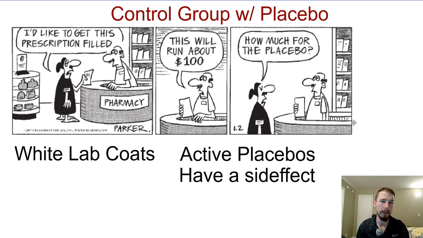And so there are some good ways that you can actually do a control group with a placebo. So whoever's administering the placebo needs to be believable. So make sure that they have white lab coats, just like the person giving the injection of the active drug, and have the same seriousness about them whenever they're giving out the placebo.